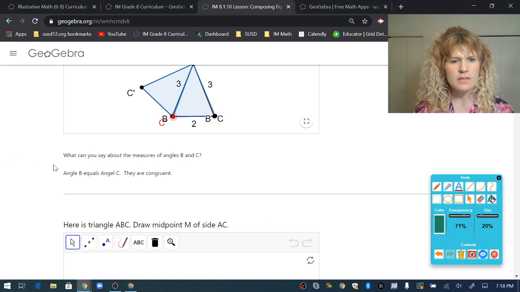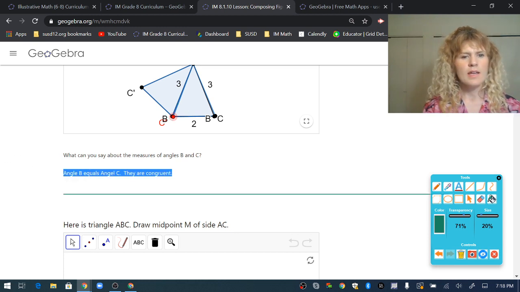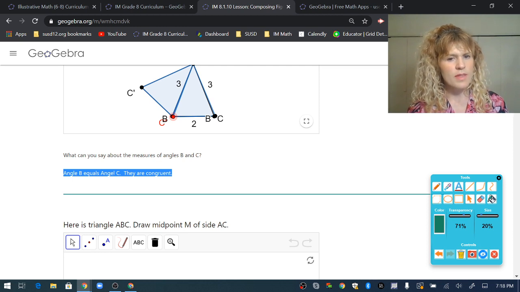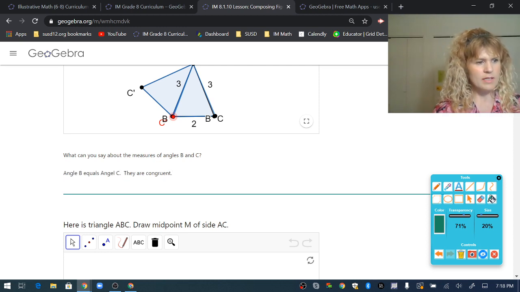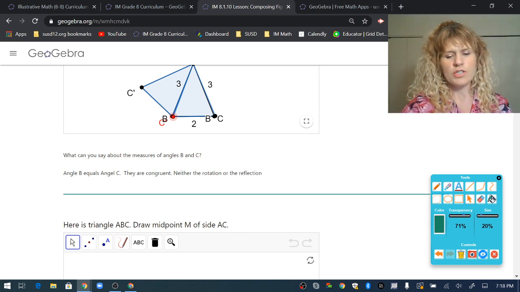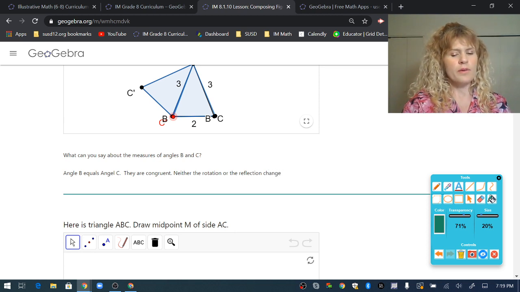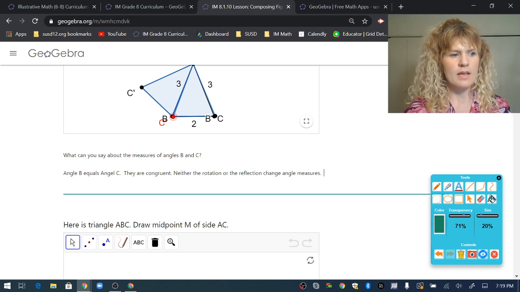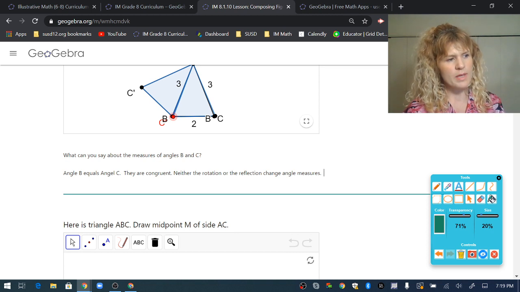Okay, let's type in our answer. Type it in just like this. Angle B equals angle C. They are congruent. And please keep going. Neither the rotation or the reflection change angle measures, since these transformations take the angle C to the angle B, they must have the same measure.